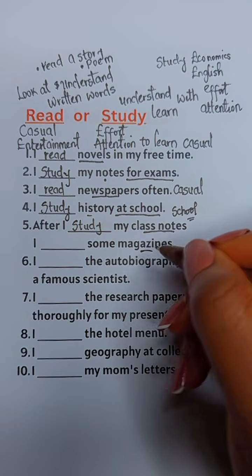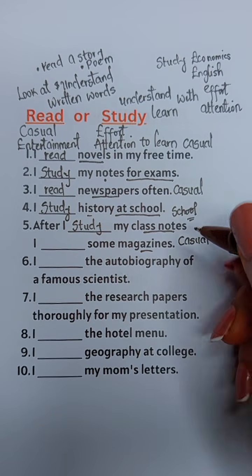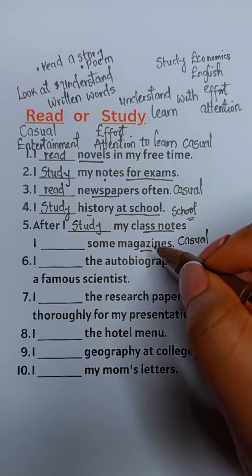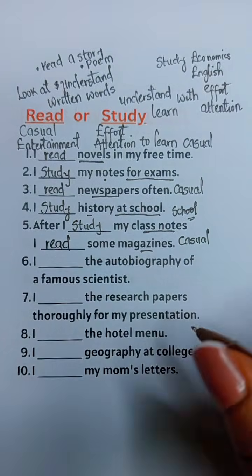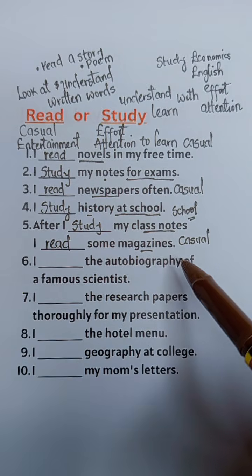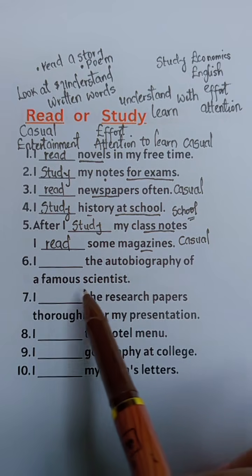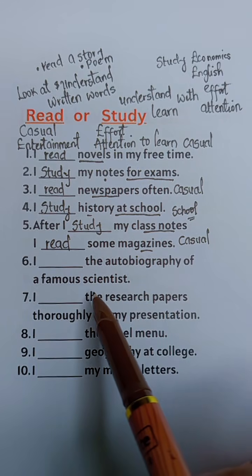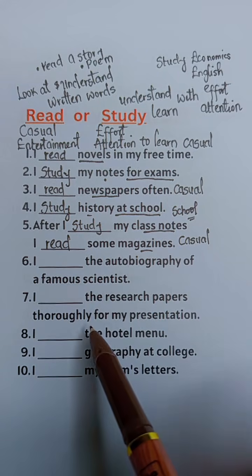Magazines are usually casual reading for entertainment. So I read some magazines. After I study my class notes, I read some magazines. Number six, I blank the autobiography of a famous scientist. Is it read or study?